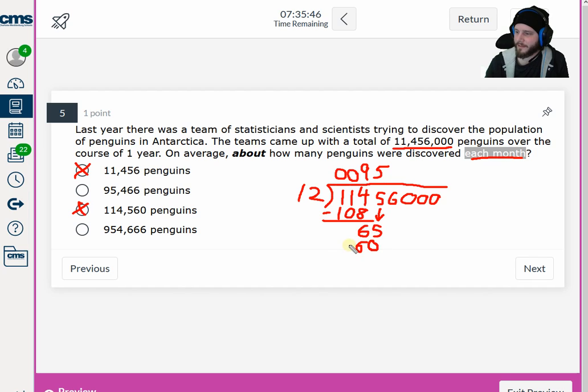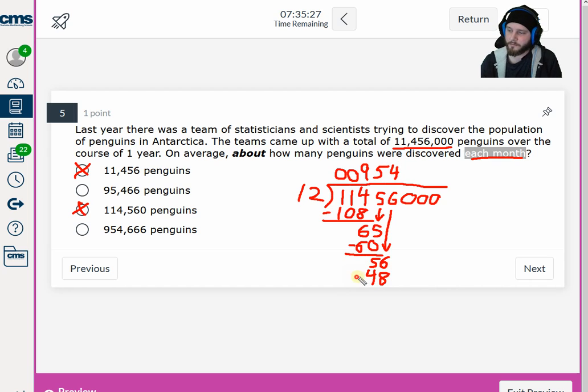We'll subtract that to get a leftover of 5. Carry down this 6. We try to think how many times 12 will go into 56. The answer is going to be 4 times. 4 times 12 gives me 48. We'll subtract that. That gives me a leftover of, let's see, that divided by that. Wouldn't that just be a 6?